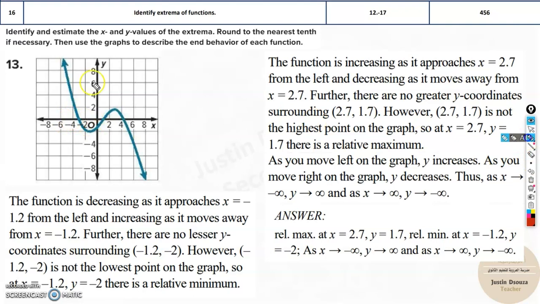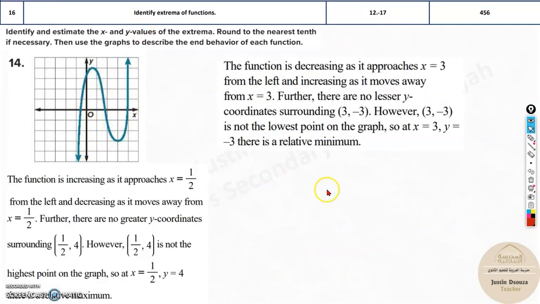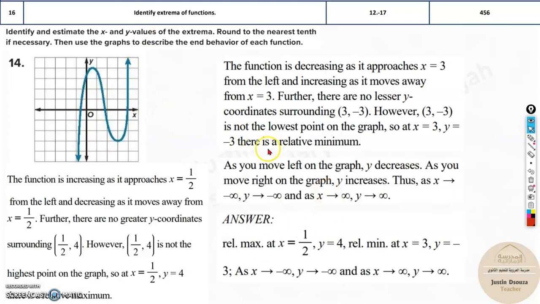And what is happening? As x goes towards minus infinity, the y value is positive infinity, isn't it? So minus infinity, positive infinity. As x goes towards the right side, positive infinity, the y value goes down towards minus infinity. Those are the answers. Same thing over here: you will have the relative maximum and minimum at these two points and the end behavior. You can check the answer by yourself. Please solve it and then check.